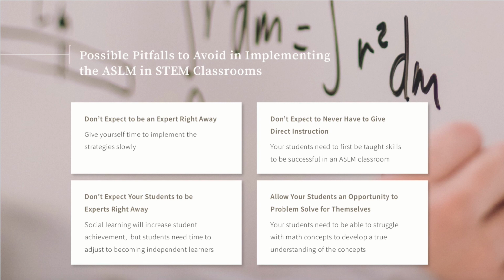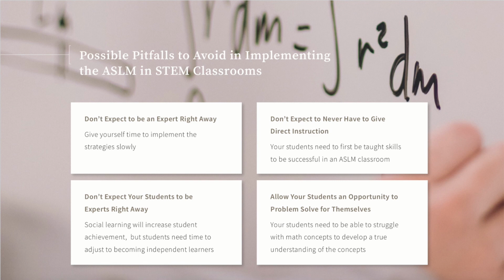Social learning will increase student achievement because it increases motivation and self-regulation. It is a better method for teaching 21st century learners, but they still need time to adjust to becoming independent learners. Your students will likely be uncomfortable at first. They are probably used to being told how to solve the problem and they just follow the procedure without any real understanding. You are going to ask them to solve a problem in multiple ways to develop a conceptual understanding, and they will have to engage in productive struggle.